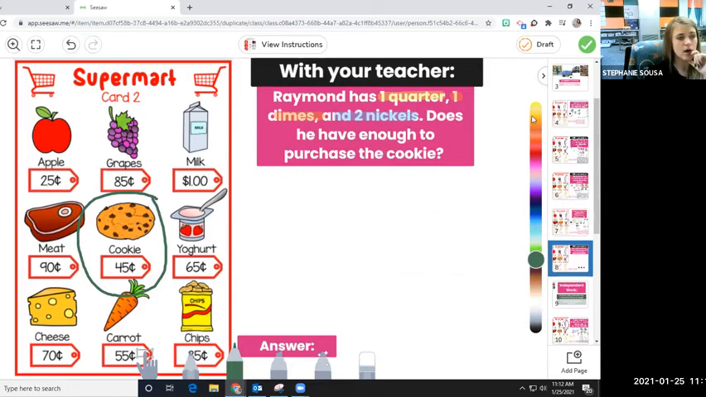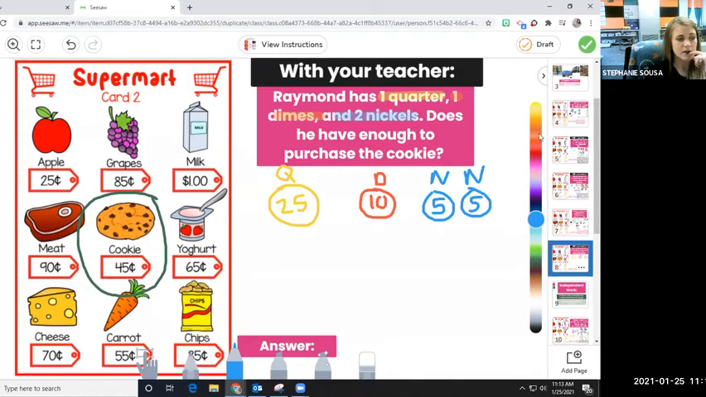So let's draw. 1 quarter. I'm going to go ahead and draw my quarter, and that has a value of 25 cents. You could also put a Q inside of your model drawing. Either way that helps your brain. 1 dime has a value of 10 cents. And 2 nickels. 1, 2. Each have a value of 5 cents. And I just use the same colors that I highlighted with in my story problem. That's why I changed colors. If you don't need to change colors, then don't. It just helps me visually know that I've done my part.